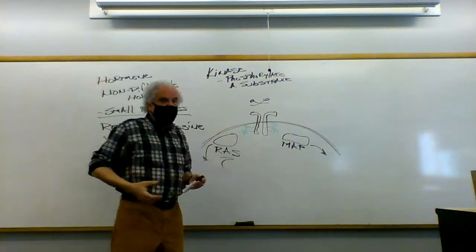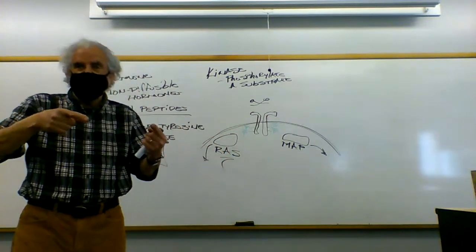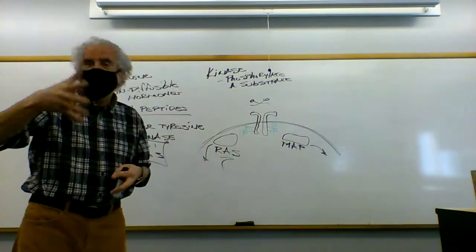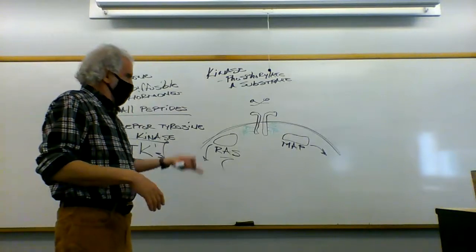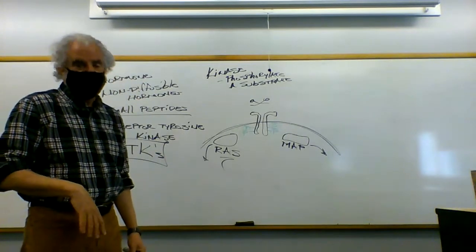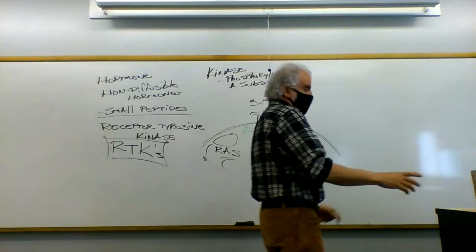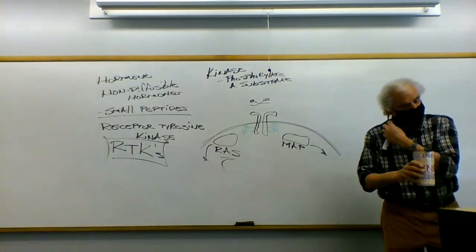Begin recruiting all these proteins that are then activated, and they in turn are causing changes in the cell metabolism. Cell division can be triggered this way pretty well. So that was the receptor tyrosine kinases.